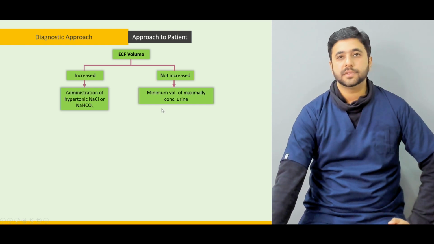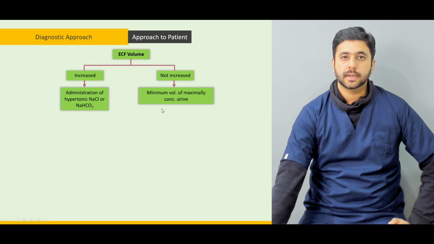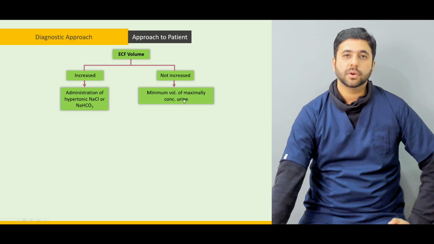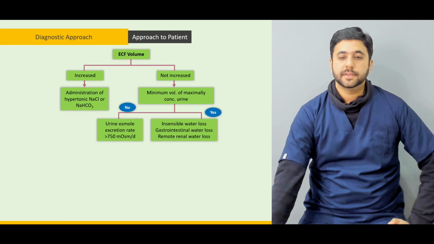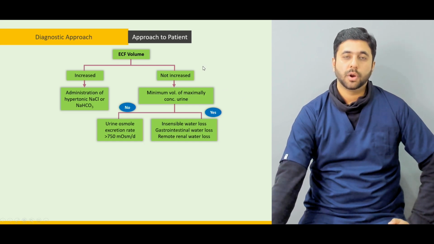That the ADH will be increased, and ADH will lead to conservation of water, and this will lead to a minimum volume of maximally concentrated urine. Now, if this happens, that means that the kidneys are working fine, and the loss of the fluid is extrarenal.